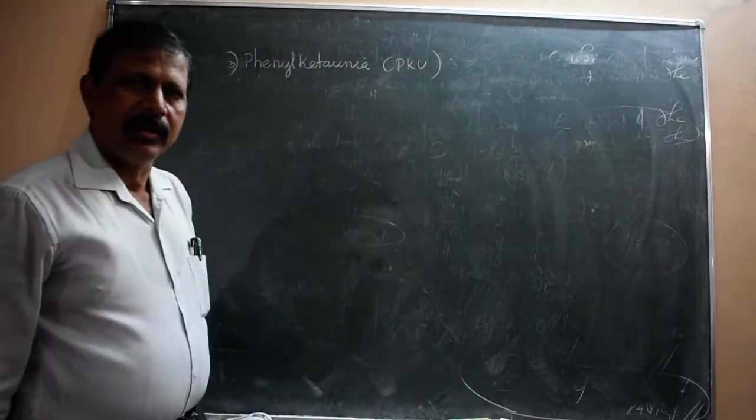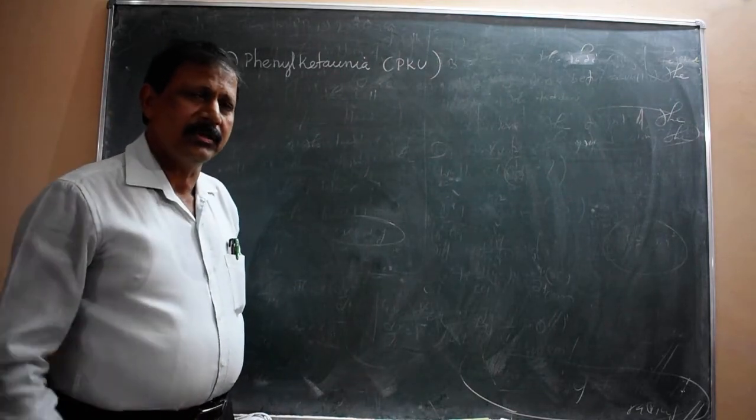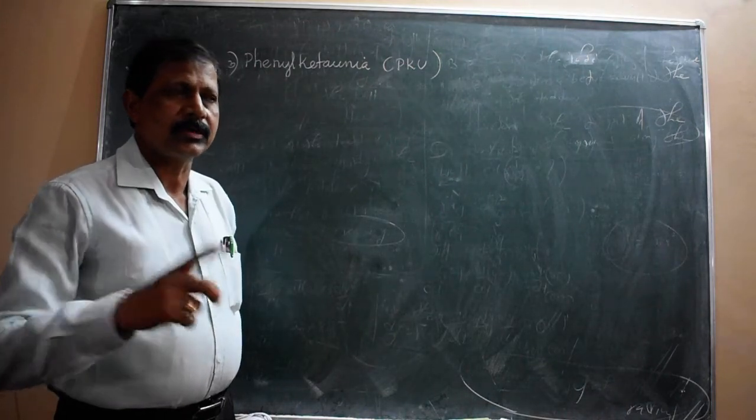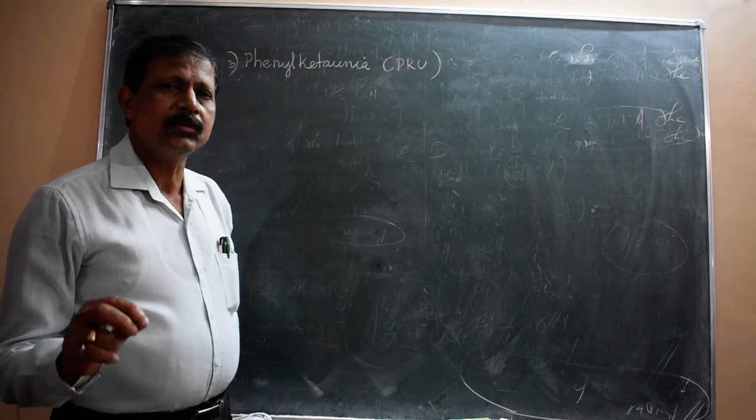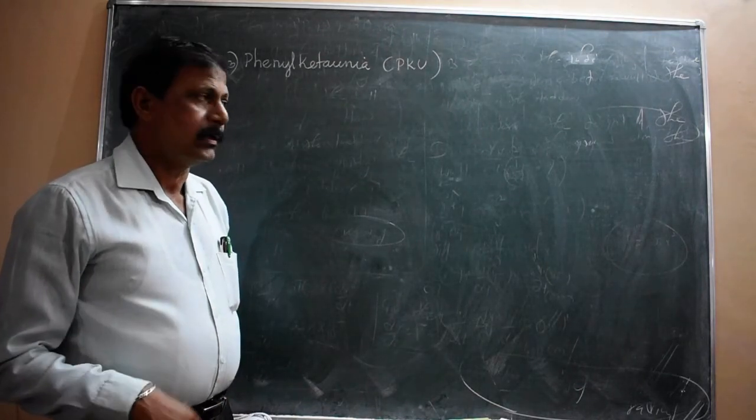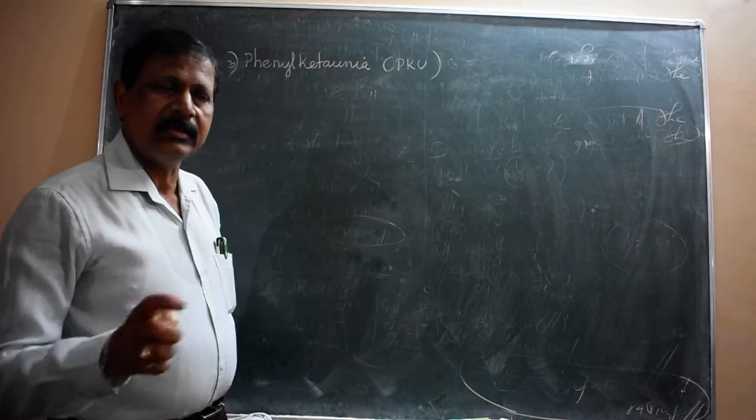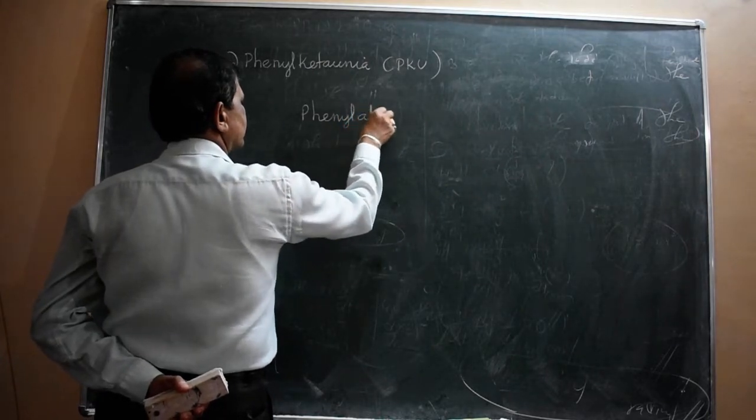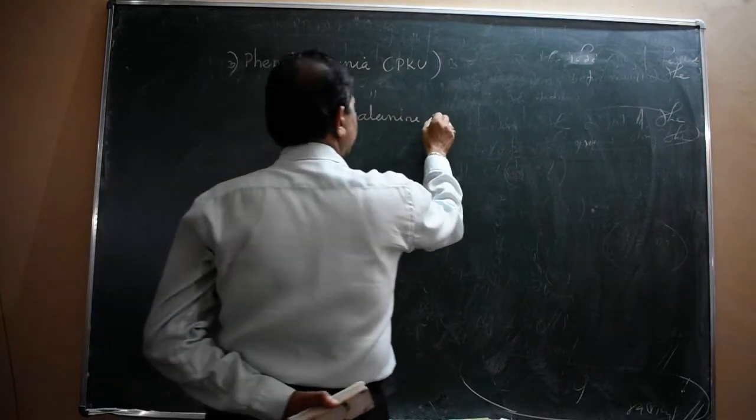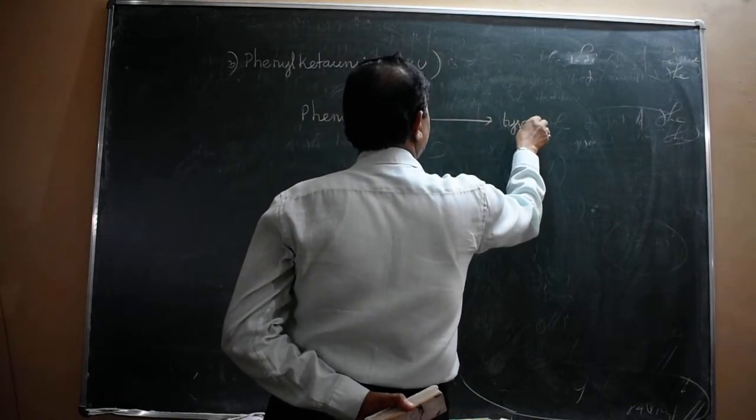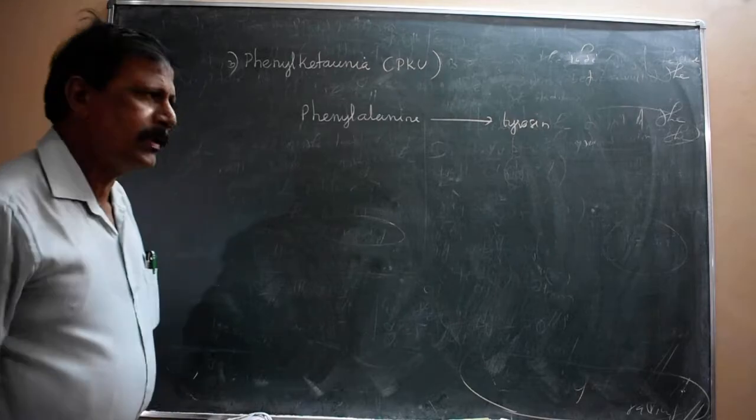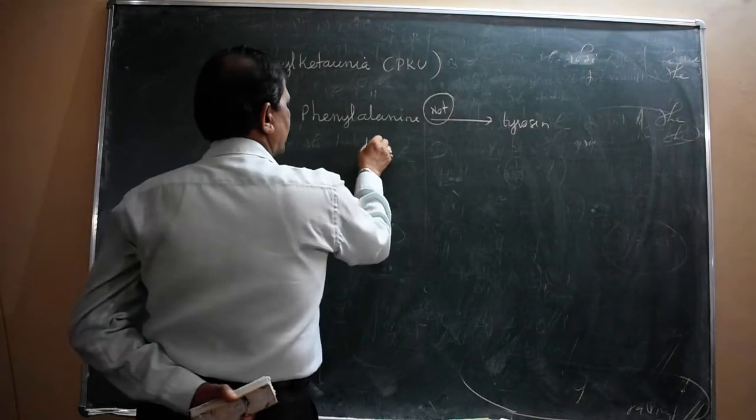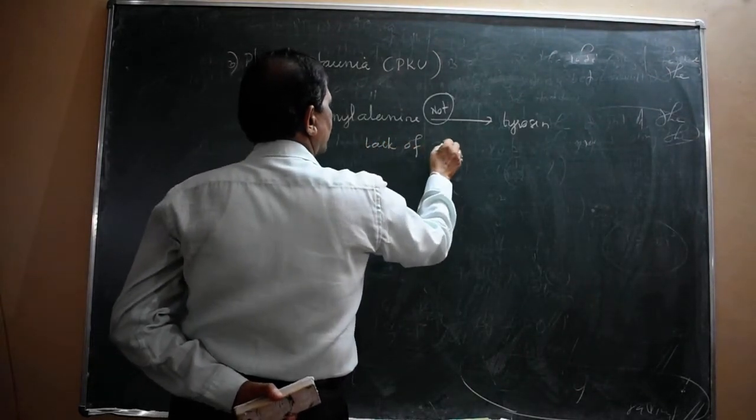Phenylketonuria is an inborn disease, and it is an autosomal recessive defect. If any individual is suffering from PKU, in such an individual phenylalanine is not converted into tyrosine, and that is due to the lack of an enzyme.